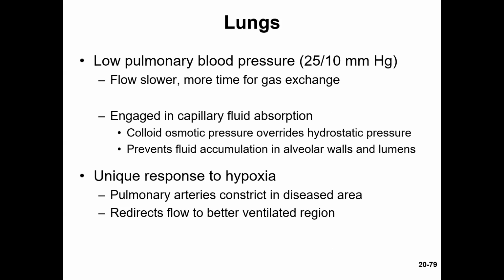In the lungs, low pulmonary pressure happens there, 25/10 millimeters of mercury. It flows slower, more time for gases to exchange. It's engaged in capillary fluid absorption. Colloid osmotic pressure overrides the hydrostatic pressure. This prevents fluid accumulation in the alveolar walls and lumens. And it's a unique response to hypoxia. Pulmonary arteries constrict in the diseased area. It redirects flow to a better ventilated region.